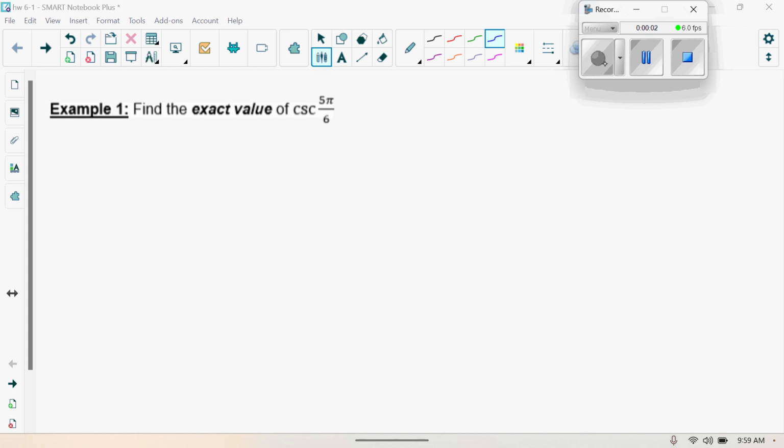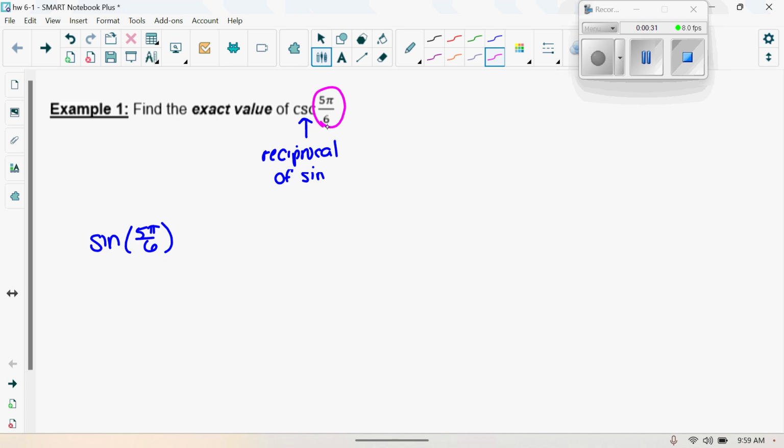Okay, so we are looking to find the exact value of cosecant 5 pi over 6. A couple of things I noticed right away. The first thing is I noticed cosecant. This is the reciprocal of sine. So I'm going to find the sine of 5 pi over 6, and then I'm going to flip my fraction. The second thing I notice is that I am dealing with 5 pi over 6.